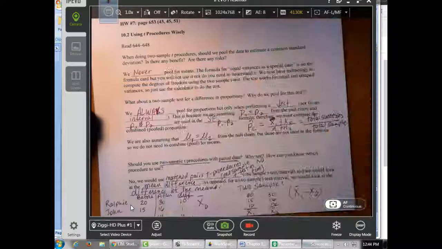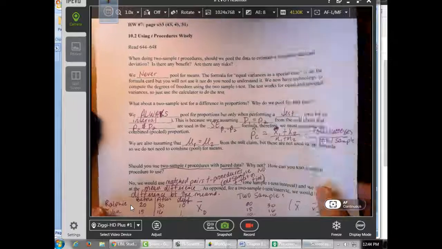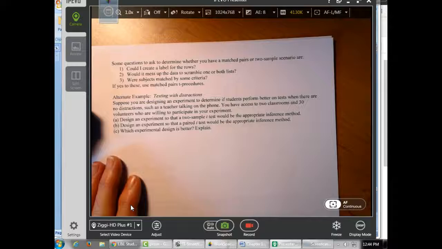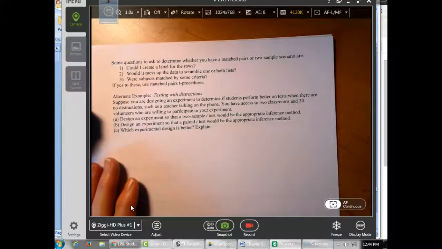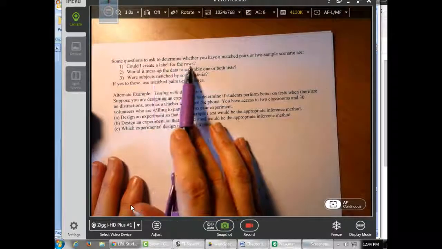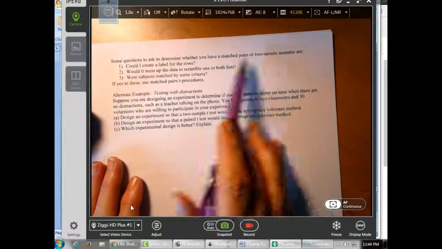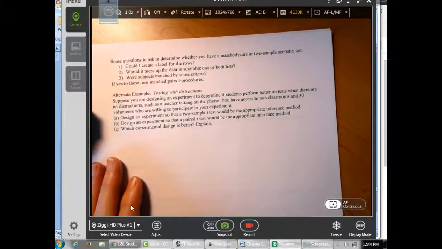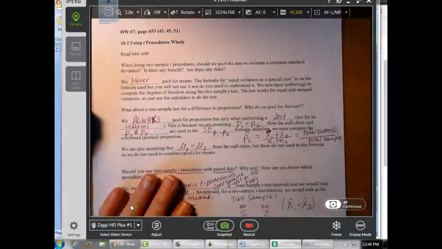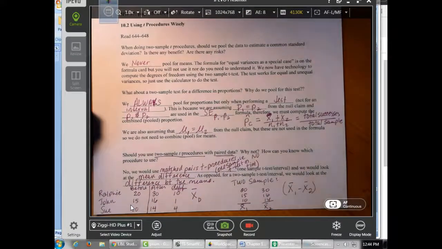So how are you going to know which one to use? You guess. No, you don't. Depending on your standard deviation. Okay, y'all listen. So these are some questions to ask to determine whether you have matched pairs or a two sample. Could I create a label for the rows? Right here, when I gave Ralphie, John, and Sue, do you see that those rows have labels and it's meaningful? I want to maintain that matched relationship. This is a good example of a matched pairs design.